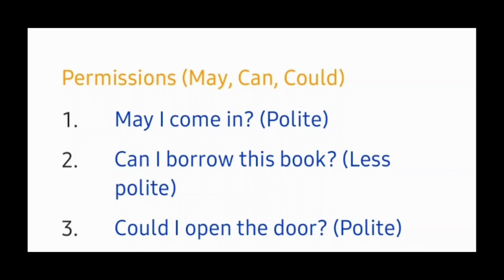Now, dear students, let us see there is some difference in the first two sentences. The first sentence, may I come in, shows our politeness. And the second sentence, can I borrow this book, shows impoliteness. Now, what is the reason behind this? The first sentence is polite because we have used there the modal verb may. And when we use the modal verb can, it becomes less polite. I hope this is clear to you.